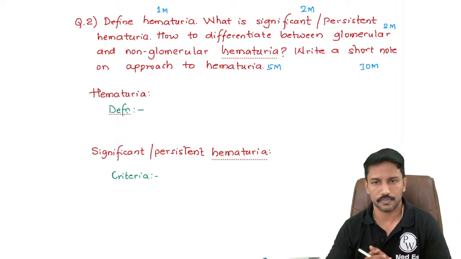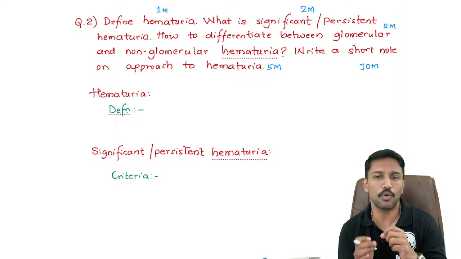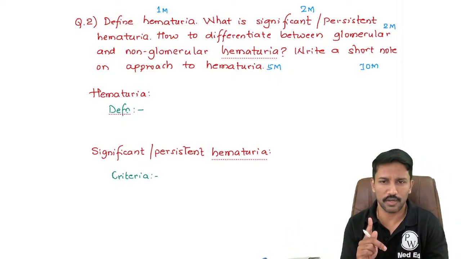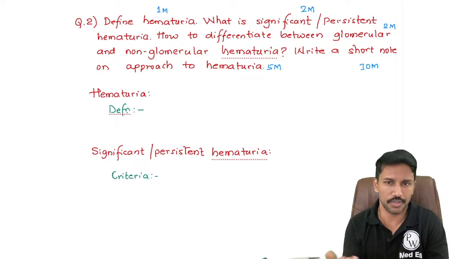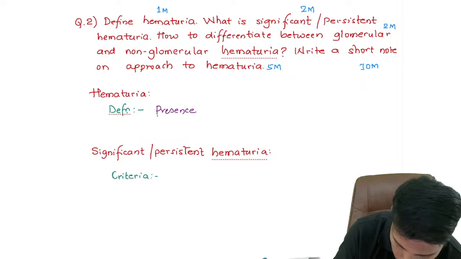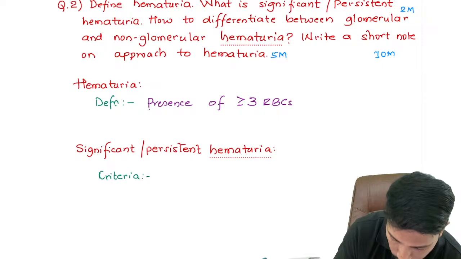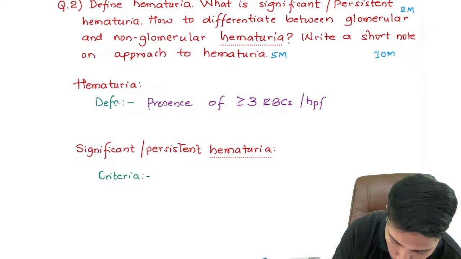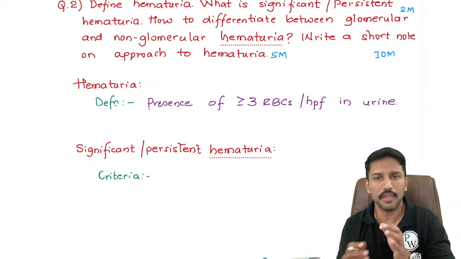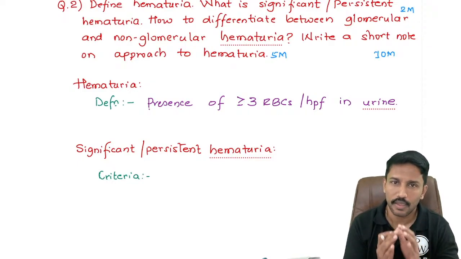What is hematuria? In simple words, presence of RBCs in urine can be called as hematuria, but it has to be more objective. So what is the objective definition? Because randomly you check somebody's urine sample, sometimes they will mention 1 RBC seen per high power field. So is that hematuria? No. Hematuria is defined as presence of more than or equal to 3 RBCs per high power field in urine. So when you do urine microscopy, in every high power field, on an average, 3 or more than 3 RBCs are seen, then we will call it as hematuria.